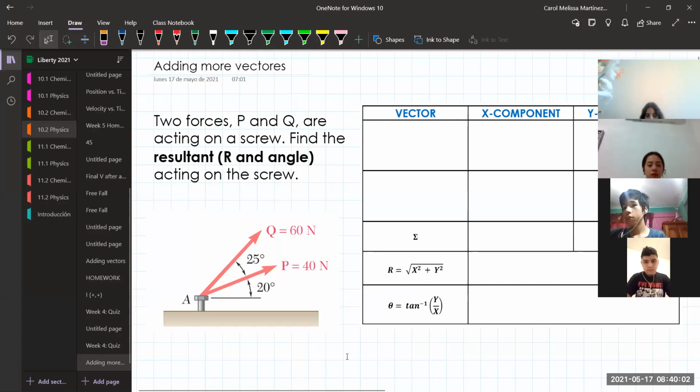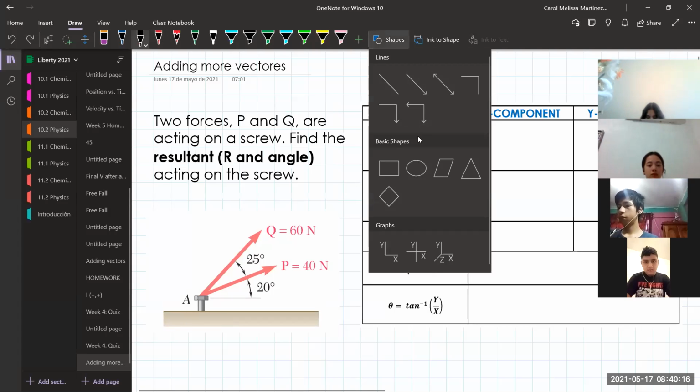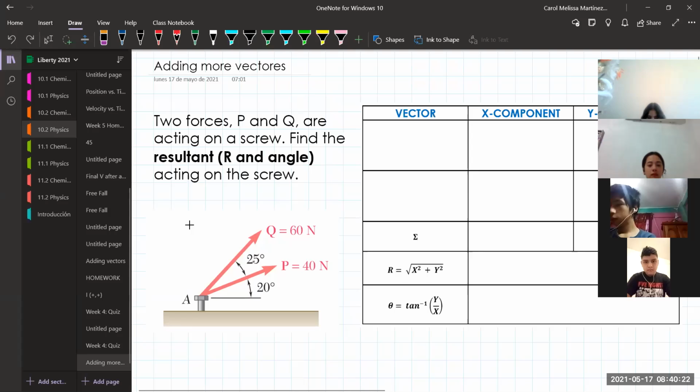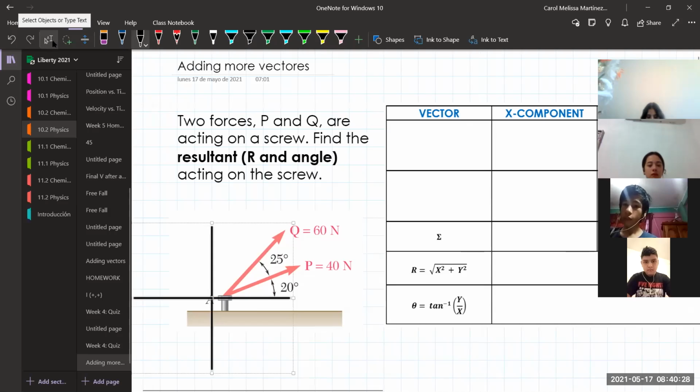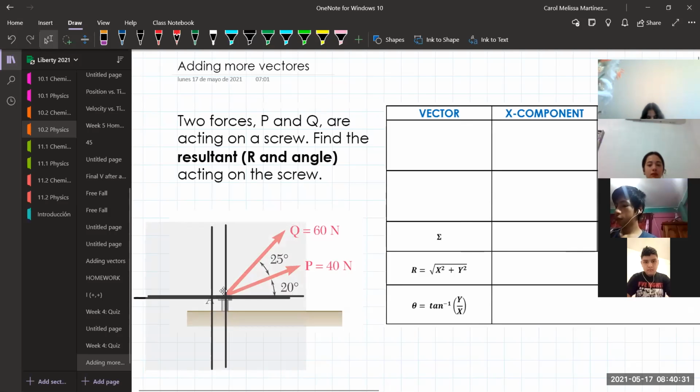So basically, the point where the forces are acting is the point A, which is the actual screw, okay? I truly suggest that in the point where the forces are acting, you place your Cartesian plane, just like I'm doing right now. Now take a look at this. I'm going to put my Cartesian plane right there where my forces are applied. Okay, better like that.